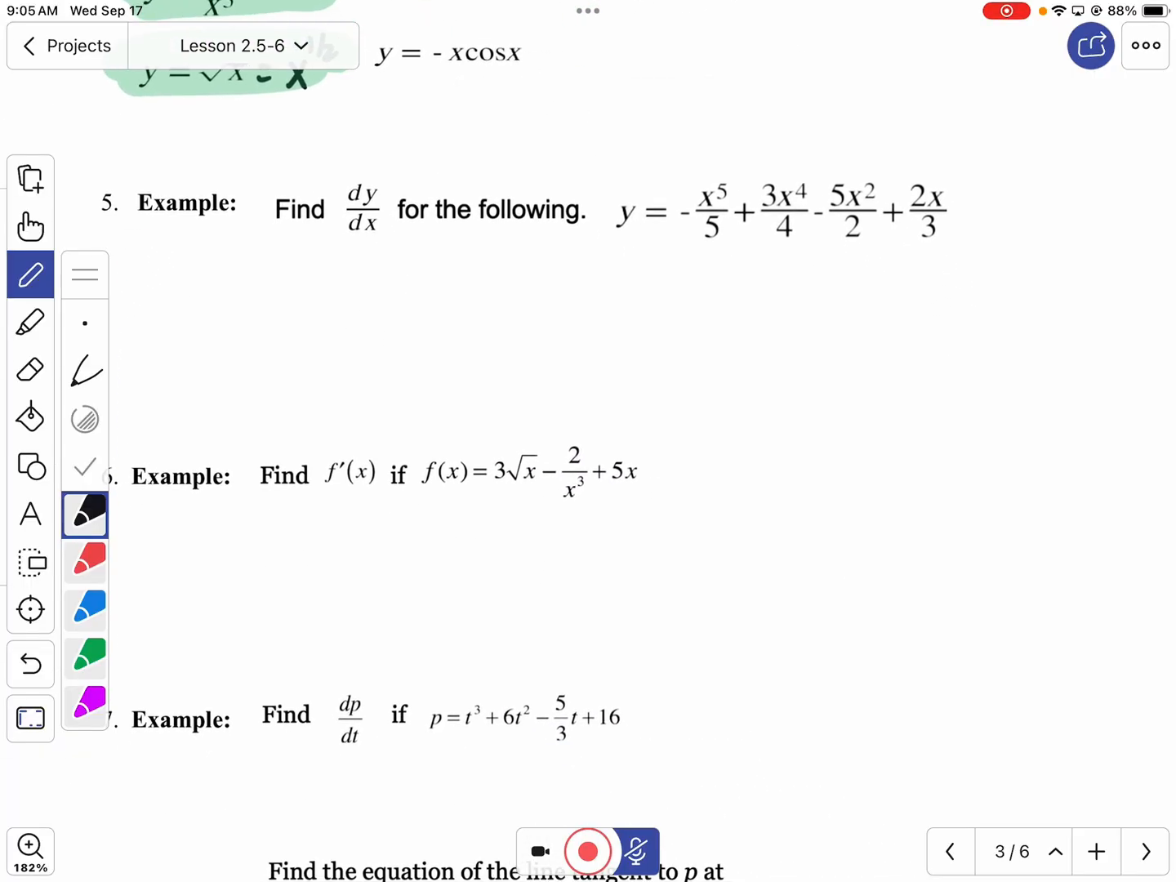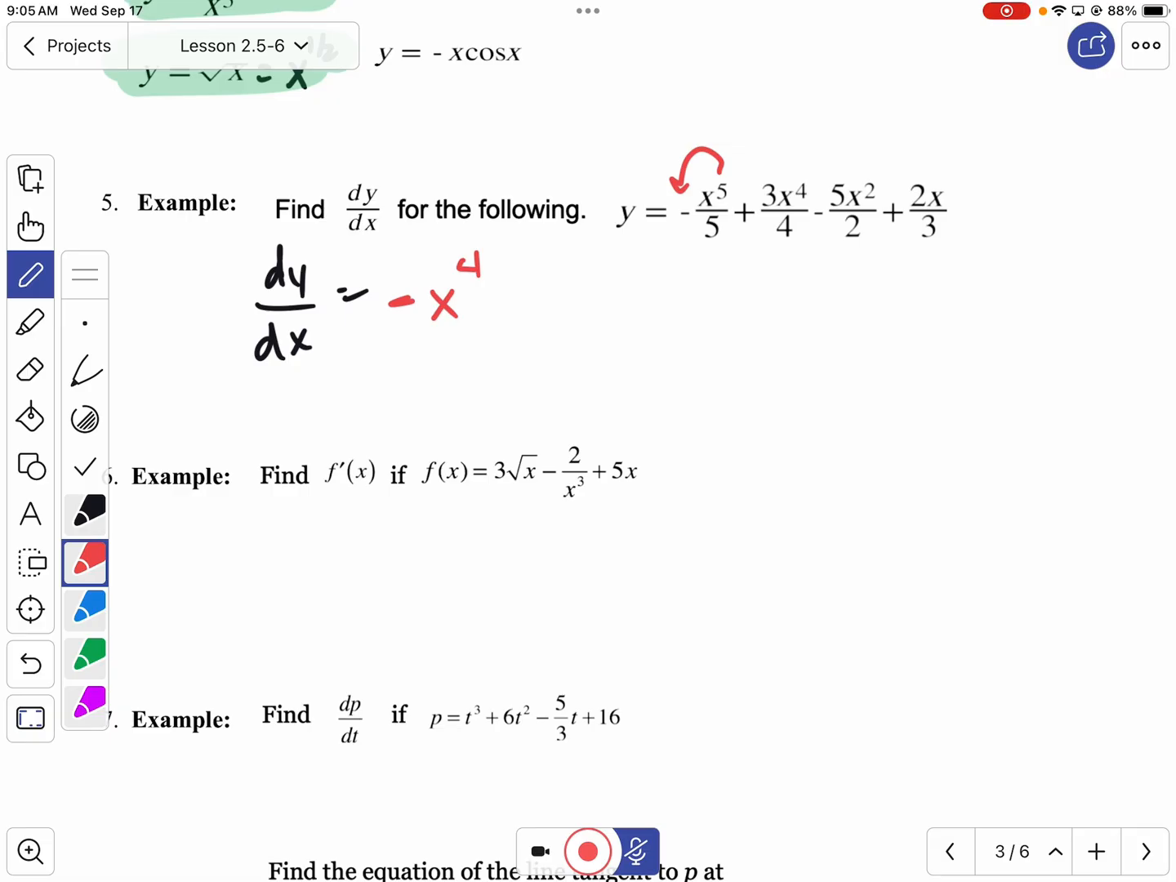All right, so we want to find the derivative. So find dy dx, given that y is negative x to the 5th over 5 plus 3x to the 4th over 4, all that good stuff, okay? Let's walk through our general power rule. So dy dx says we're going to take our exponent times our coefficient. So 5 times negative 1/5 would give me what? Negative 1, yeah. X is going to go to what power?